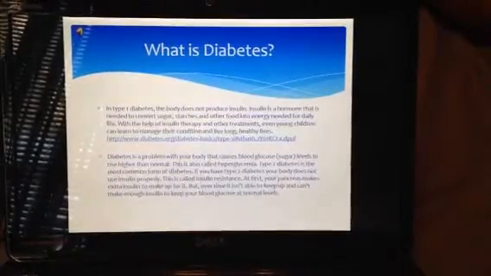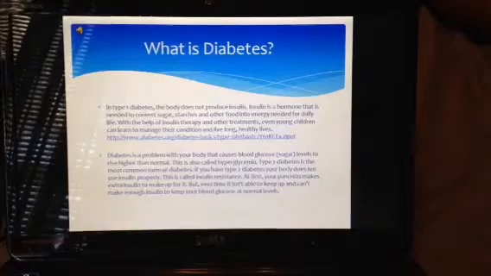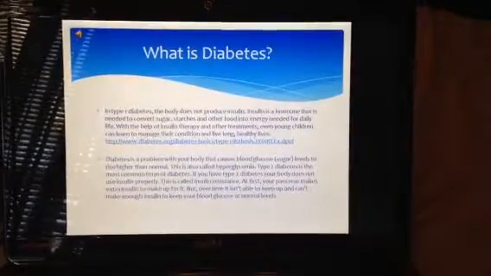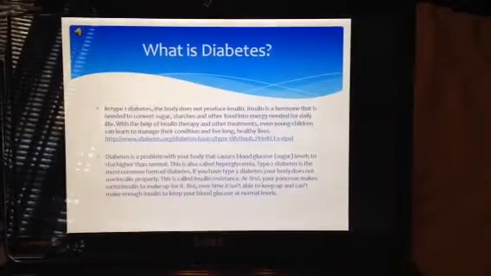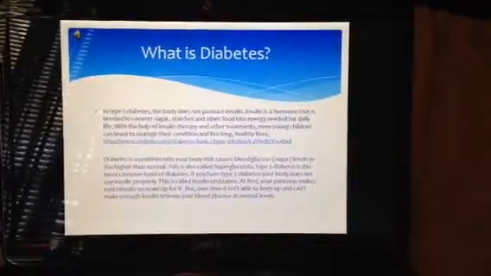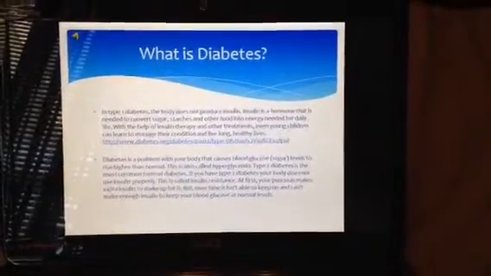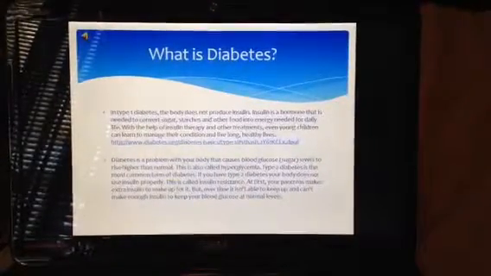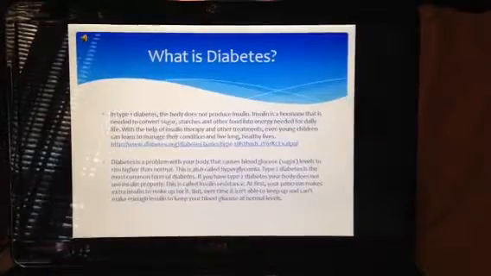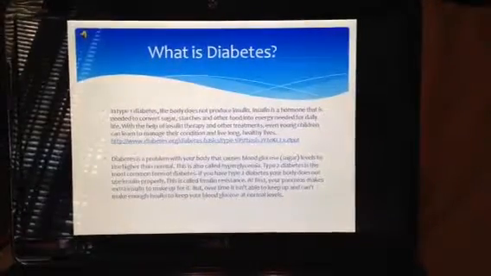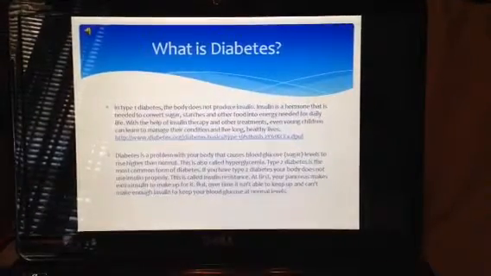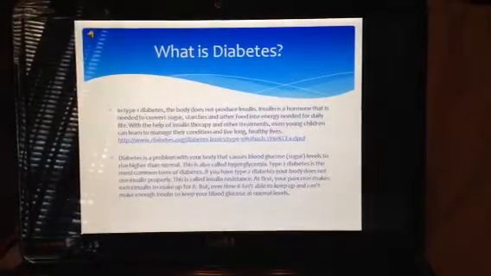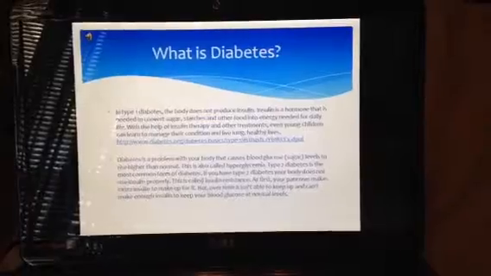Class, what is diabetes? At this point, I will ask for volunteers, and the first volunteer will read the first bullet, which states, in type 1 diabetes, the body does not produce insulin. Insulin is a hormone that is needed to convert sugars, starches, and other food into energy needed for daily life. With the help of insulin, therapy, and other treatments, even young children can learn to manage their condition and live long, healthy lives.